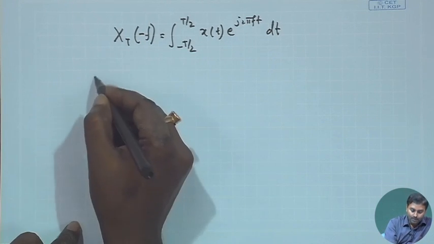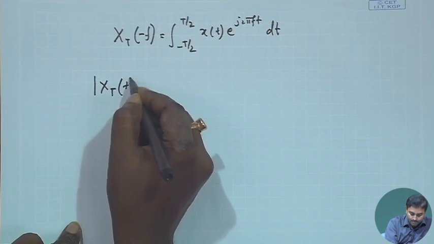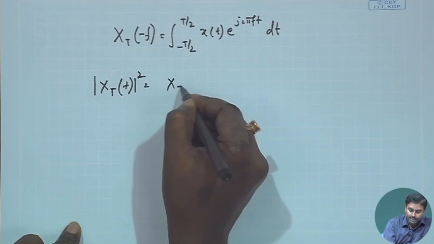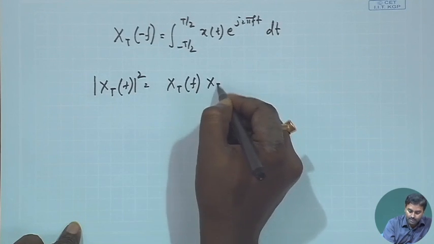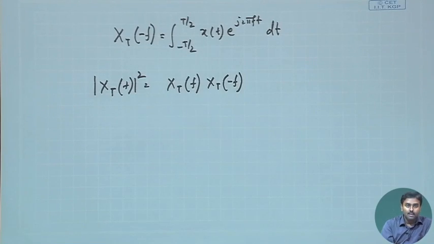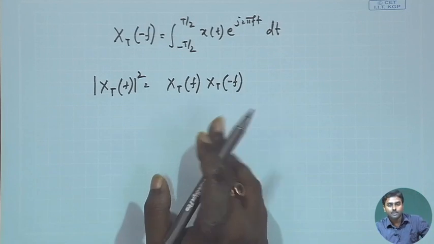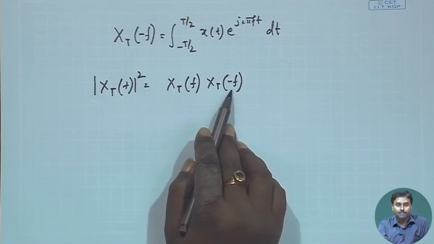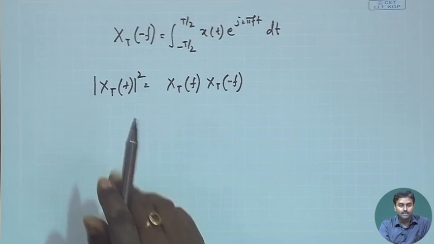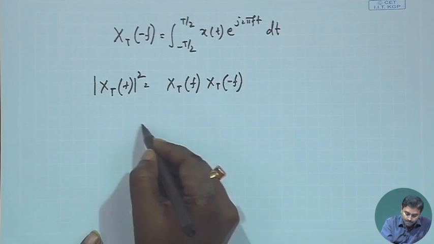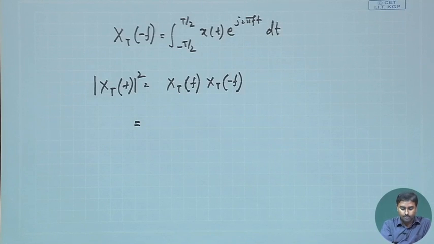Okay. Now, what is |X_T(f)| whole square? I can write that as X_T(f) into X_T(-f). Why? Because we know that X_T(-f) is the complex conjugate of X_T(f). This is something we have proven already. So, if I just multiply these two, that must give me |X_T(f)| squared, for a real signal, of course.